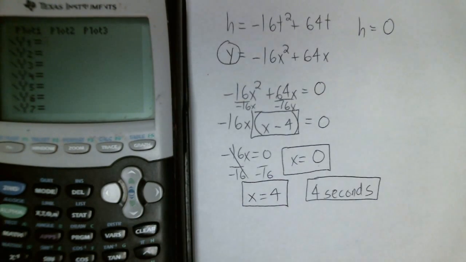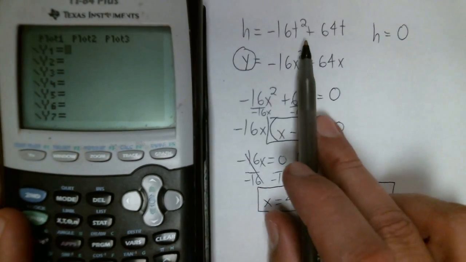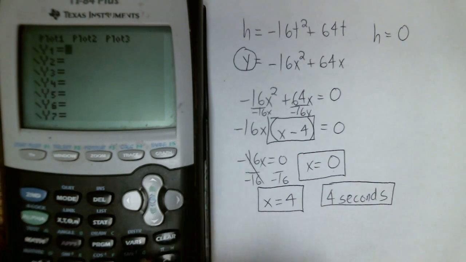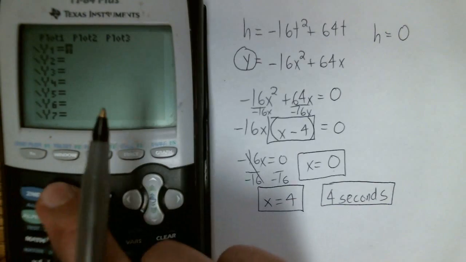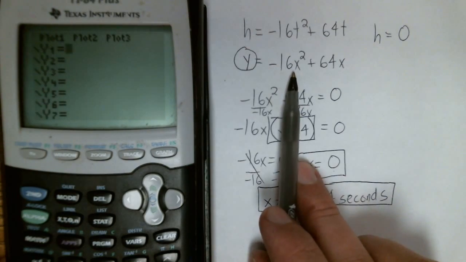Okay. Now that's how to do it manually, solving the quadratic. Now if I want to use my calculator, then I'm going to simply type in my same function, but again, instead of h's and t's, I'm going to use x's and y's. So on my calculator, I'm going to press y equals. So let me go back to the main screen. I'm going to press y equals, and I'm going to type in my equation.